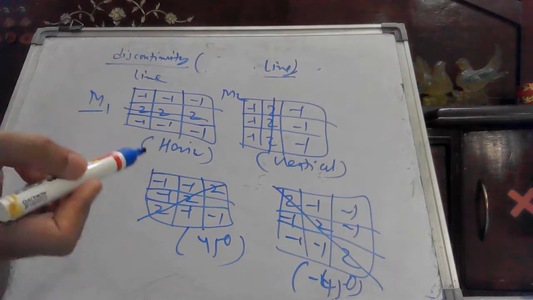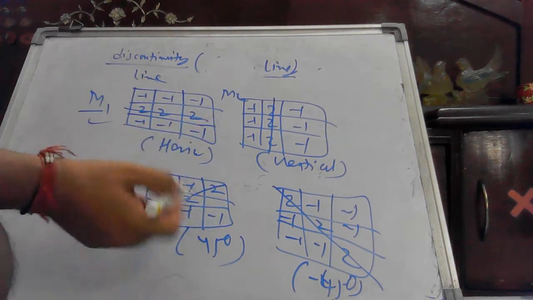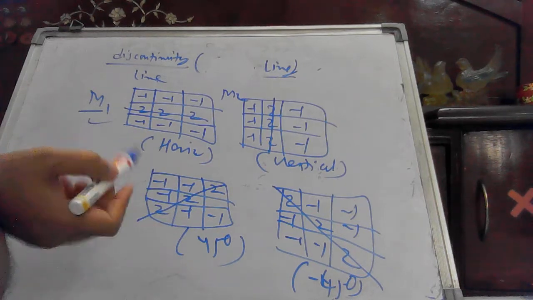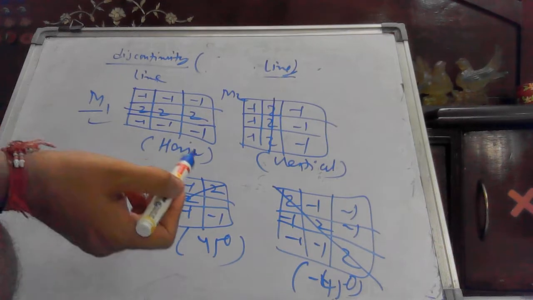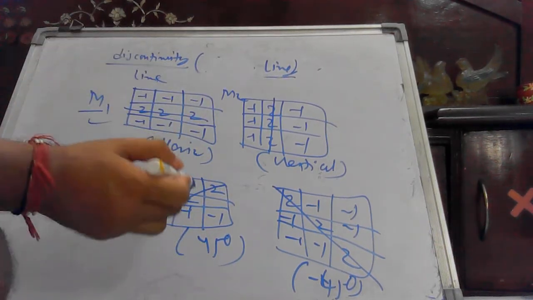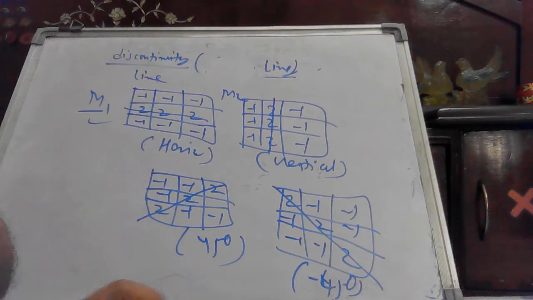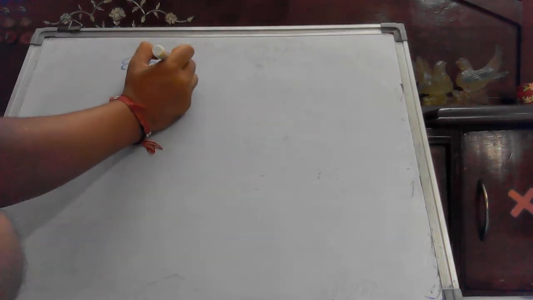And in the same way, R1, R2, R3, R4 are the responses obtained with M1, M2, M3 and M4. If the response is greater than the threshold, you can say a line is present there, otherwise it is not present. So these are the 4 popular masks for detection of a line. Now we will see edge detection. Edge detection is also one type of discontinuity. I have already told you.